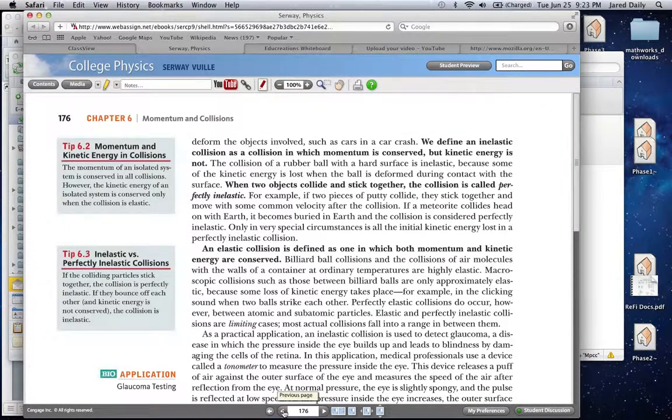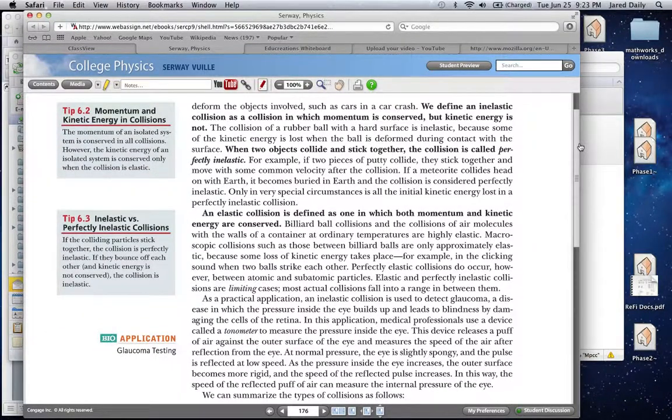In the perfectly inelastic collision, we're going to have two objects that collide. We're going to stay in one dimension, but when they collide, they're going to stick together. That means they're going to bend and break and stick, kind of like having two cars with putty on their bumpers. When they collide, the putty sticks together and squishes and deforms so that they stick together. That's the perfectly inelastic collision.